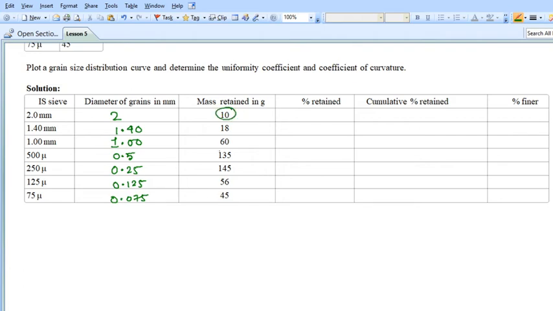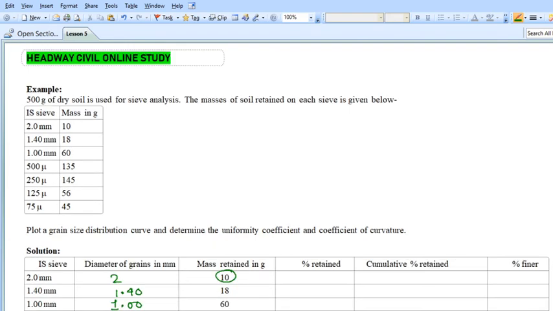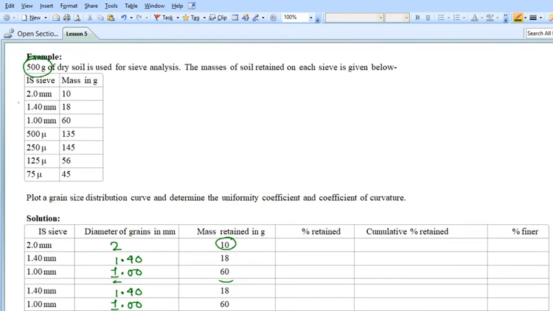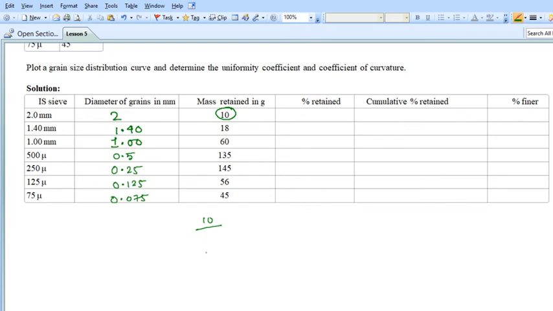I already told for 10, it will be how much? 10 divided by total mass that has been taken. Total mass that is taken is how much? It's 500 grams, right? So what we'll get is 10 divided by 500 into 100. So what we are getting is 2%, right? So we write it over 2.